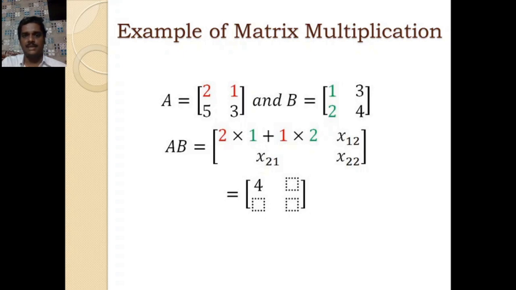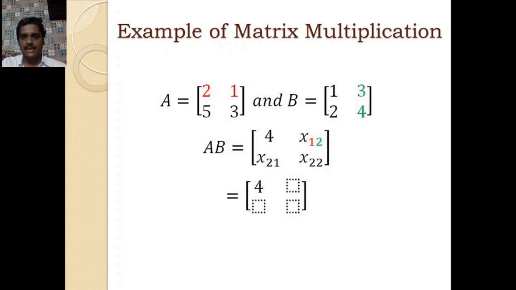So this 2 multiplies with 1, and this 1 multiplies with this 2, and you add them. 2 into 2, 2 into 1 is 2, 1 into 2 is 2, and 2 plus 2 is 4. So x11 becomes 4. Let's see the second element, x12.